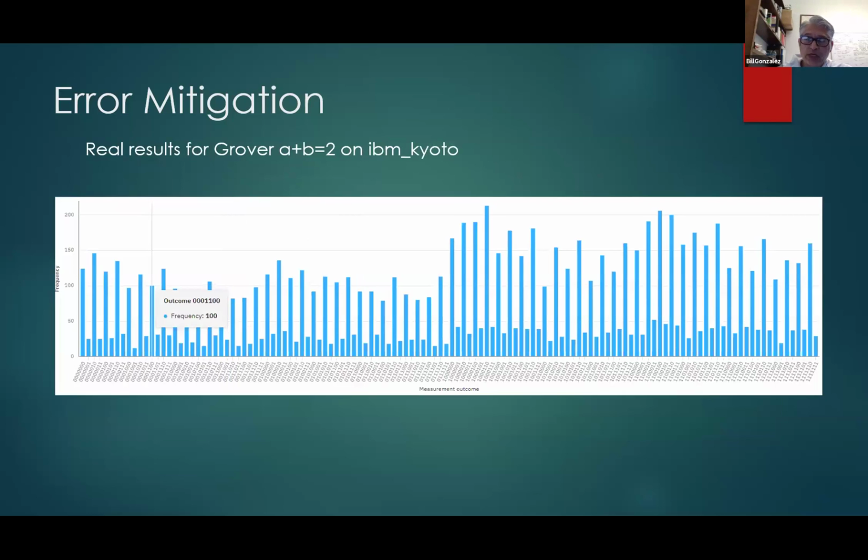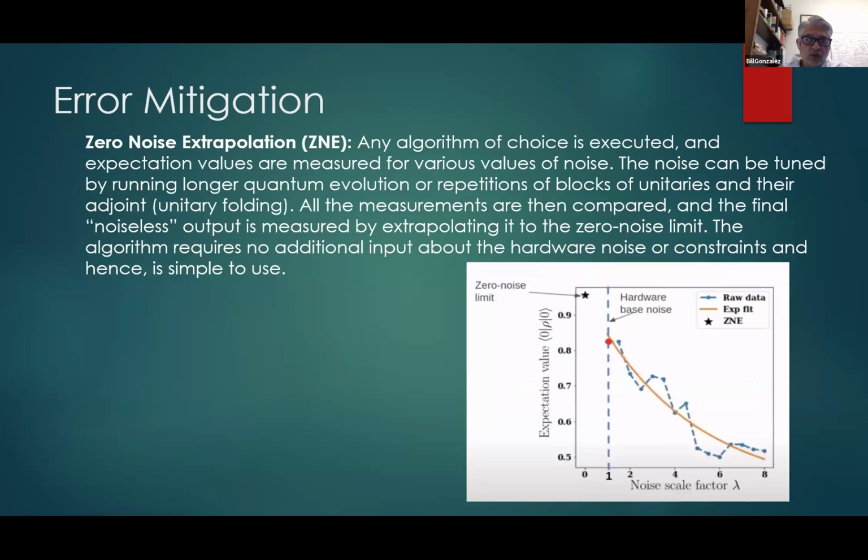Now, what happens when you run it on real hardware? For example, here's that same circuit run against the IBM Kyoto. You see that you get vastly different results, nothing that you could actually use initially. You do see some patterns in there, but you get basically results for every single bit combination, which is not something that you could technically use. That's why error mitigation is such a big topic right now.